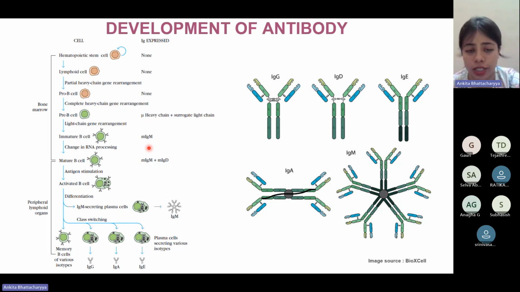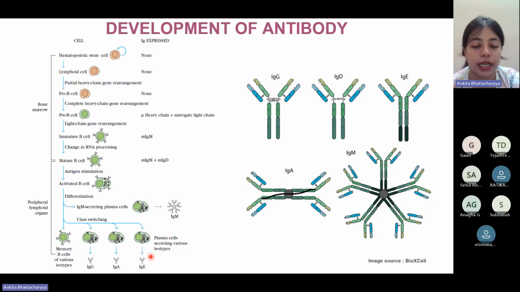Then upon antigenic stimulation, there is interaction between the antigen and antibody, and then that particular B cell gets selected and forms an activated B cell, otherwise also something you have read as the plasma cell. Then this plasma cell will differentiate into IgM secreting plasma cells immediately, or if required, it will undergo class switching.